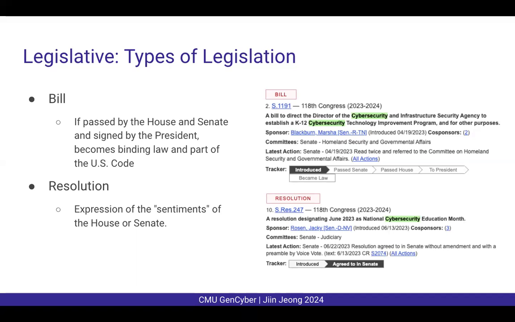If we look on the right of the screenshots, we actually see a bill and a resolution related to cyberspace. The first bill that we see is a bill to direct the Director of the Cybersecurity and Infrastructure Security Agency, or CISA, to establish a K-12 cybersecurity technology improvement program and for other purposes. Whereas the resolution is a resolution designating June 2023 as National Cybersecurity Education Month. So it is a bit more casual, expressing the sentiments and the overall opinions of the House or Senate, whereas the bill is a bit more binding and detailed.